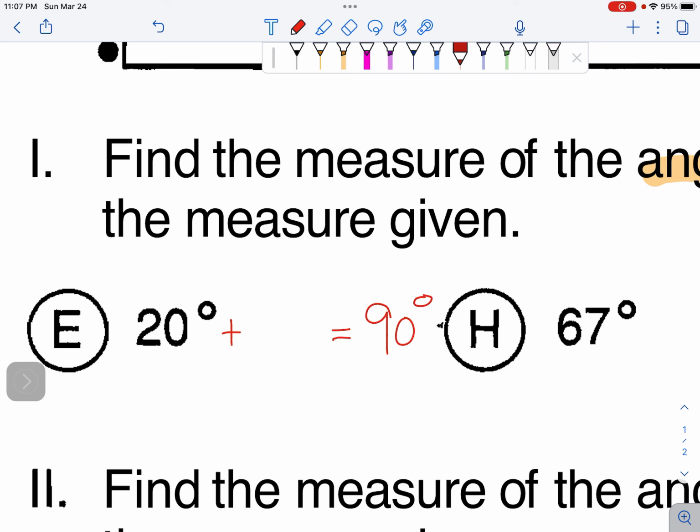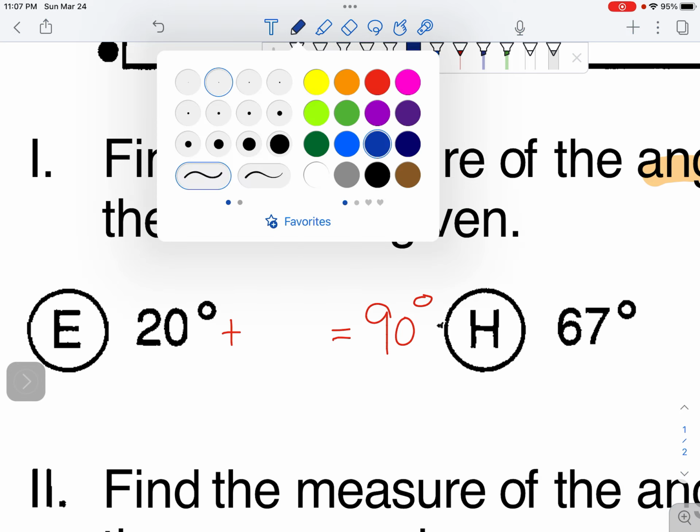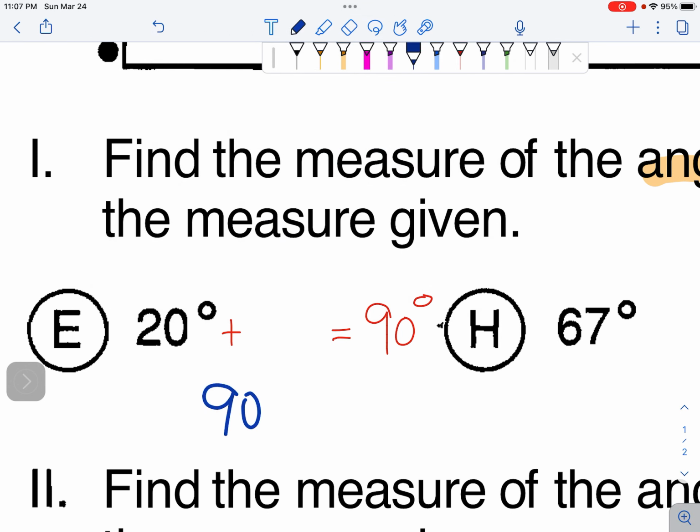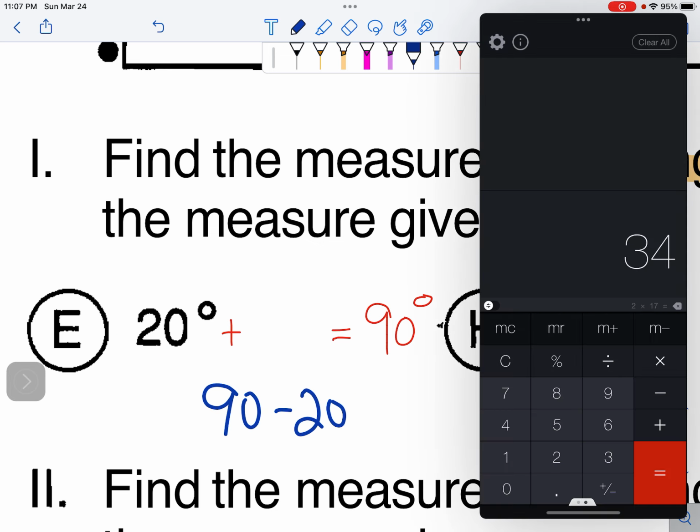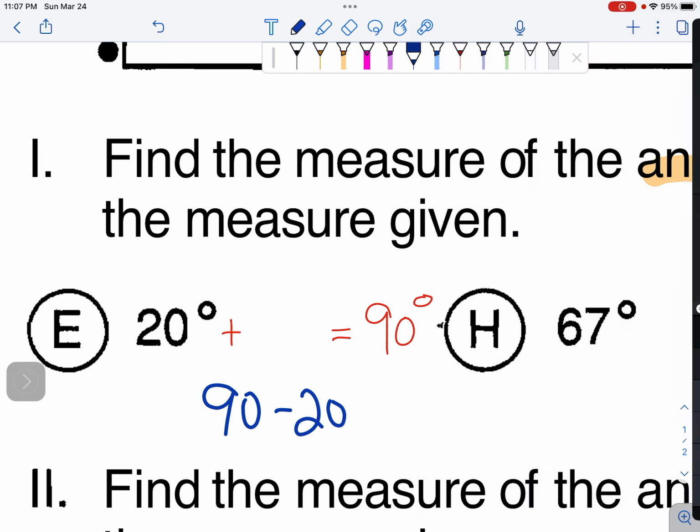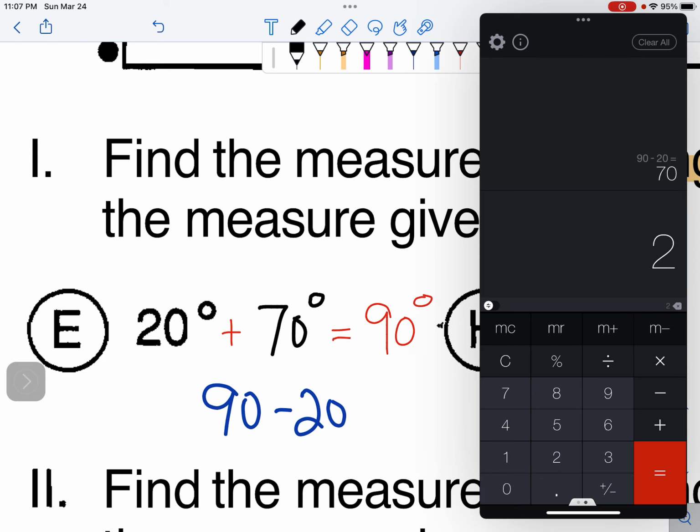So if you know what goes in this spot, great. You know the complementary angle. But if you don't, this becomes a minus problem where you take away the known degree. Because they told us 20, that's what we're going to take away. In your calculator, 90 take away 20 is 70. That means that 70 degrees goes in this blank, and I can always check my answer. 20 plus 70 is 90.